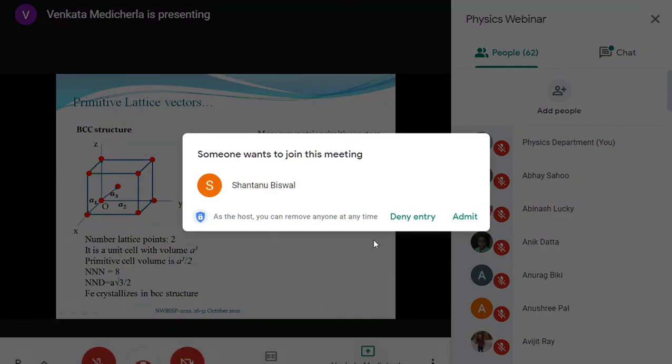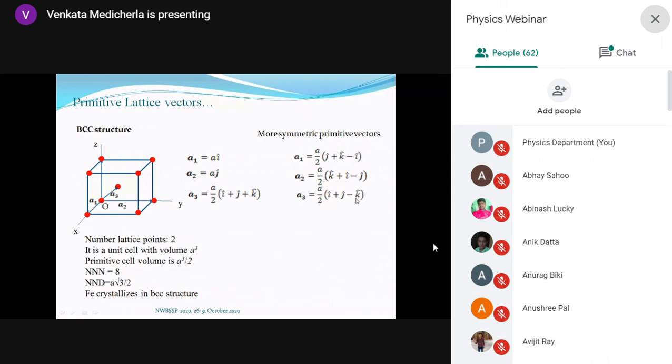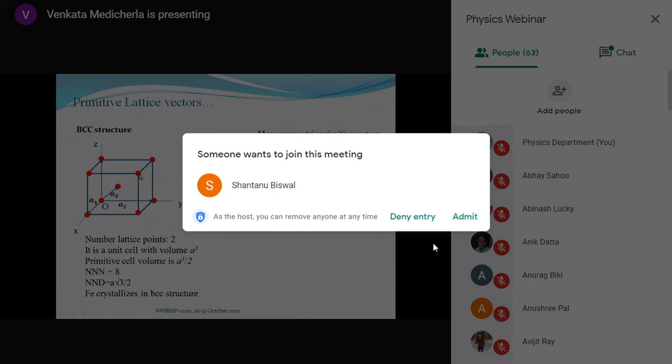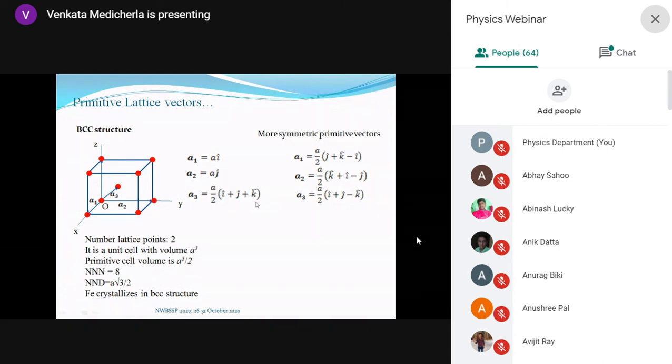What symmetry does it have? jki, kij, ijk. For a1, the i-cap is negative. For a2, the j-cap is negative. For a3, the k-cap is negative. So these are the most symmetric vectors you can define. What is the symmetry here? If you take the body diagonal of this cube, just extend this a3 to the point here, you get the body diagonal. These vectors make equal angles with the body diagonal. Body diagonal is nothing but a into i-cap plus j-cap plus k-cap. So with this vector, they make equal angles. You can also find what the angle is, but that is the way they are symmetric.